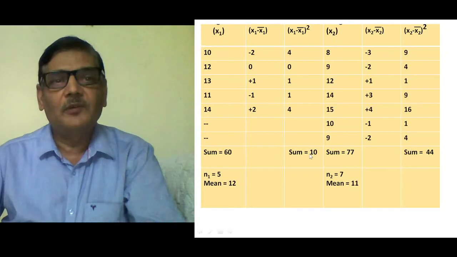Once you have these two values, that is the sum of X1 minus X1 bar squared, which is given in this third column, and the sum of X2 minus X2 bar squared, which has come to 44, then you can calculate the variance, and that variance is indicated as s square.